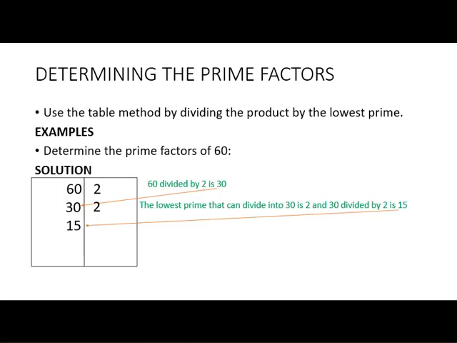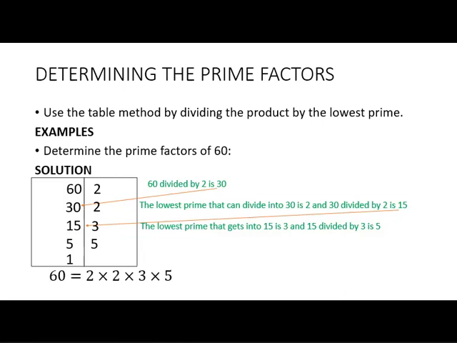Now I can't use the prime number 2. I have to try another prime number, which is 3 in this case. Can 3 divide into 15? Yes, without leaving any decimals. That will simply give you 5. And the only lowest prime that I can divide 5 by, without leaving any remainder or decimals, will simply be 5 itself. Now you will simply write this as a product of factors by writing it as 60 equals 2 times 2 times 3 times 5.